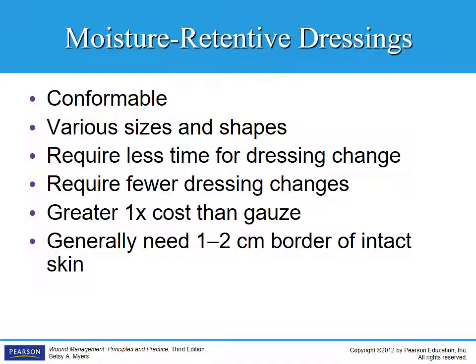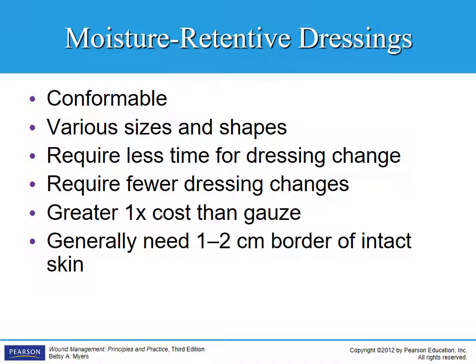Moisture retentive dressings are conformable to the wound. So if you have a weirdly shaped wound or a large wound, these can conform to the size of the wound because they come in various shapes and sizes. They require less time for a dressing change. They require fewer dressing changes. You remember when we talked about autolytic debridement, we talked about there being fewer dressing changes because you want to give those endogenous enzymes time to work and get rid of that necrotic tissue. So moisture retentive dressings require fewer dressing changes.